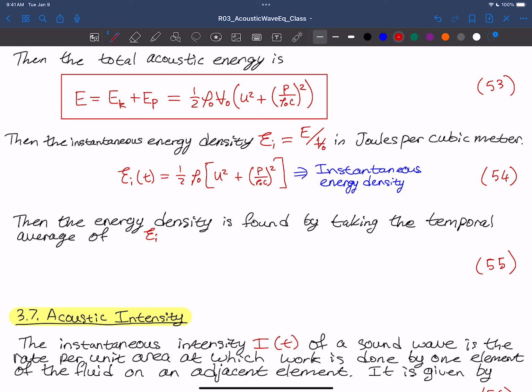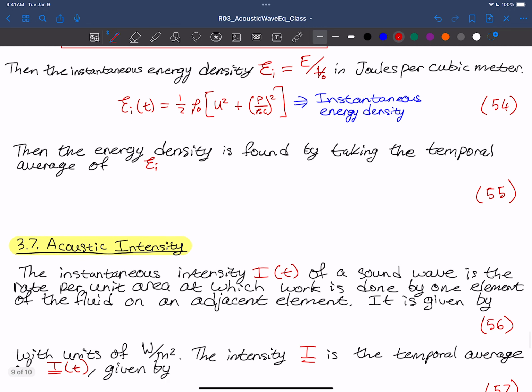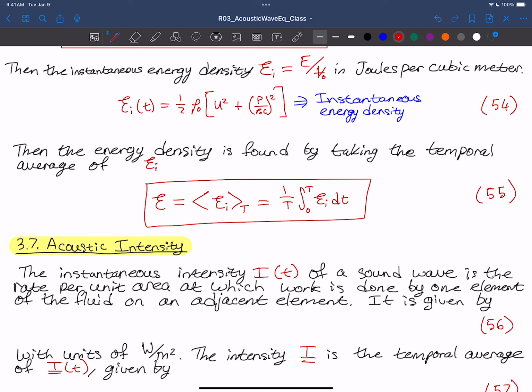Okay, so then we find the energy density by taking a temporal average of that instantaneous energy density. We'll find that the energy density is equal to the temporal average of the instantaneous energy with respect to some period, or 1 over big T, where big T here is that period, integrated from 0 to that period, of E I dt. And that then is our energy density.